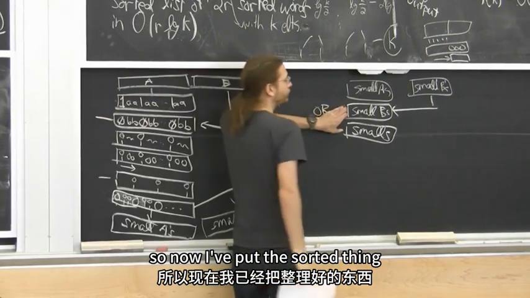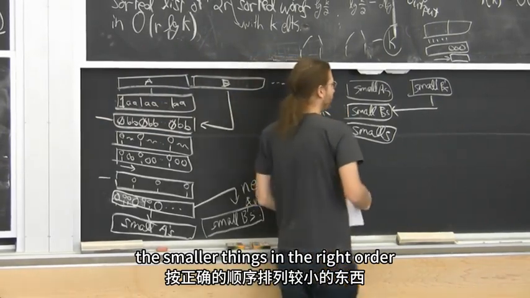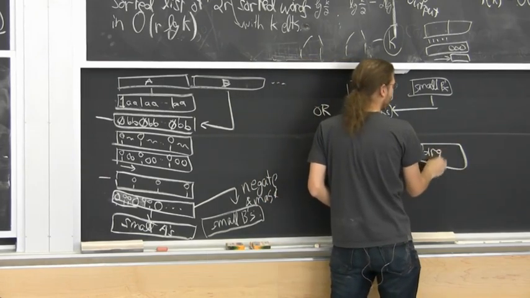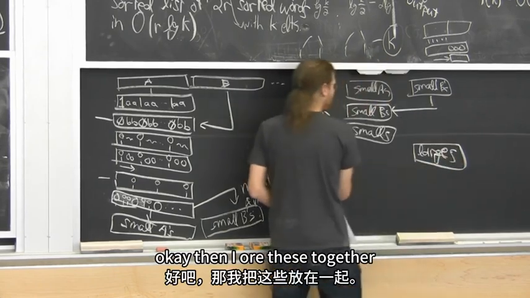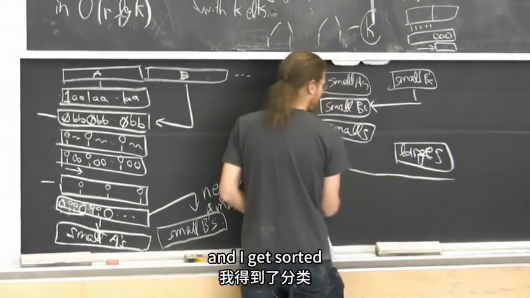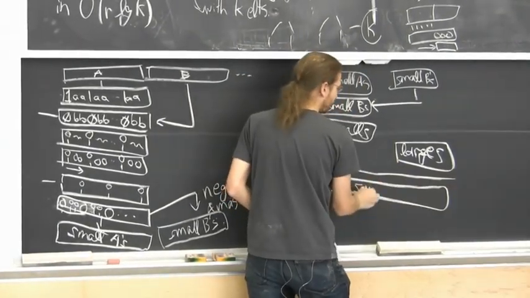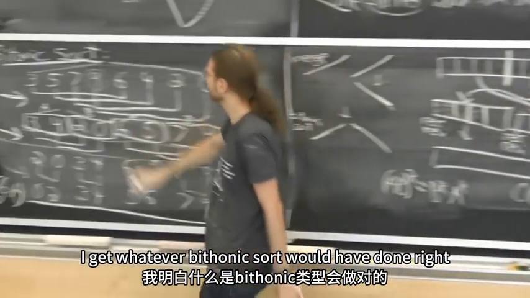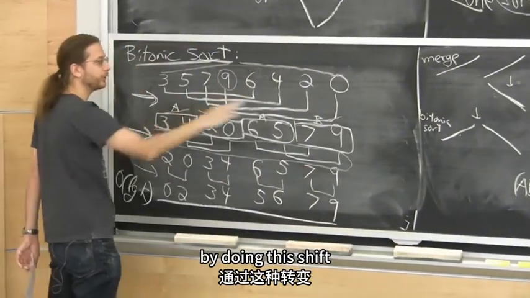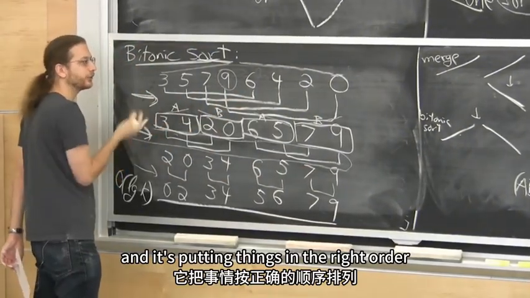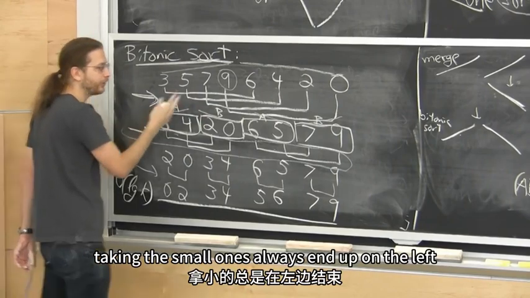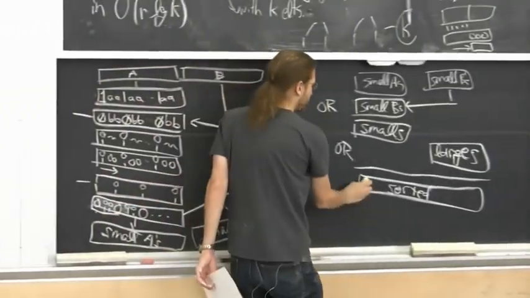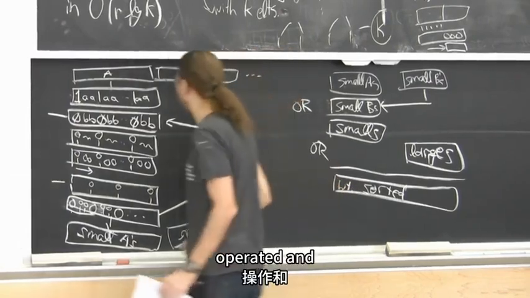So now I put the smaller things in the right order. I do exactly the same procedure negated, and I get the larges. Okay, then I OR these together, and I get sorted. Well, not sorted. I get whatever bitonic sort would have done. Right? It's doing these pairwise comparisons by doing this shift, and it's putting things in the right order. The small ones always end up on the left, the large ones always end up on the right. That's the definition of the operation we want to do. Or is it bitonic operated?